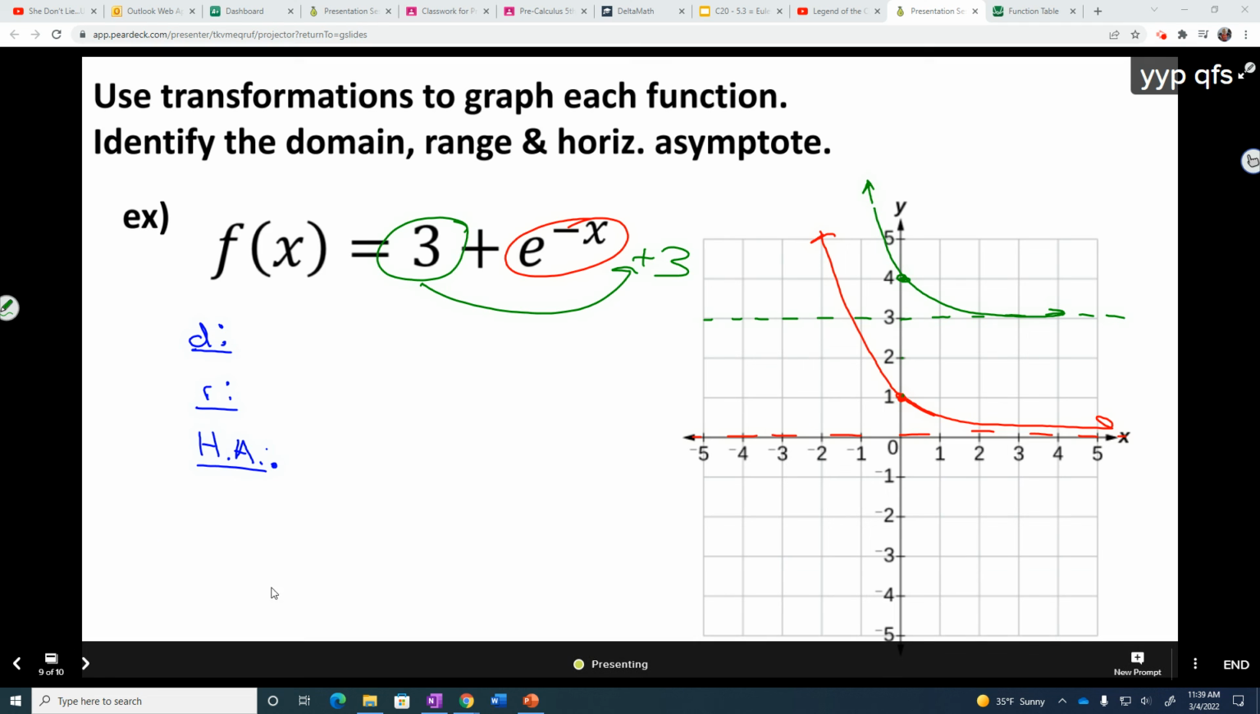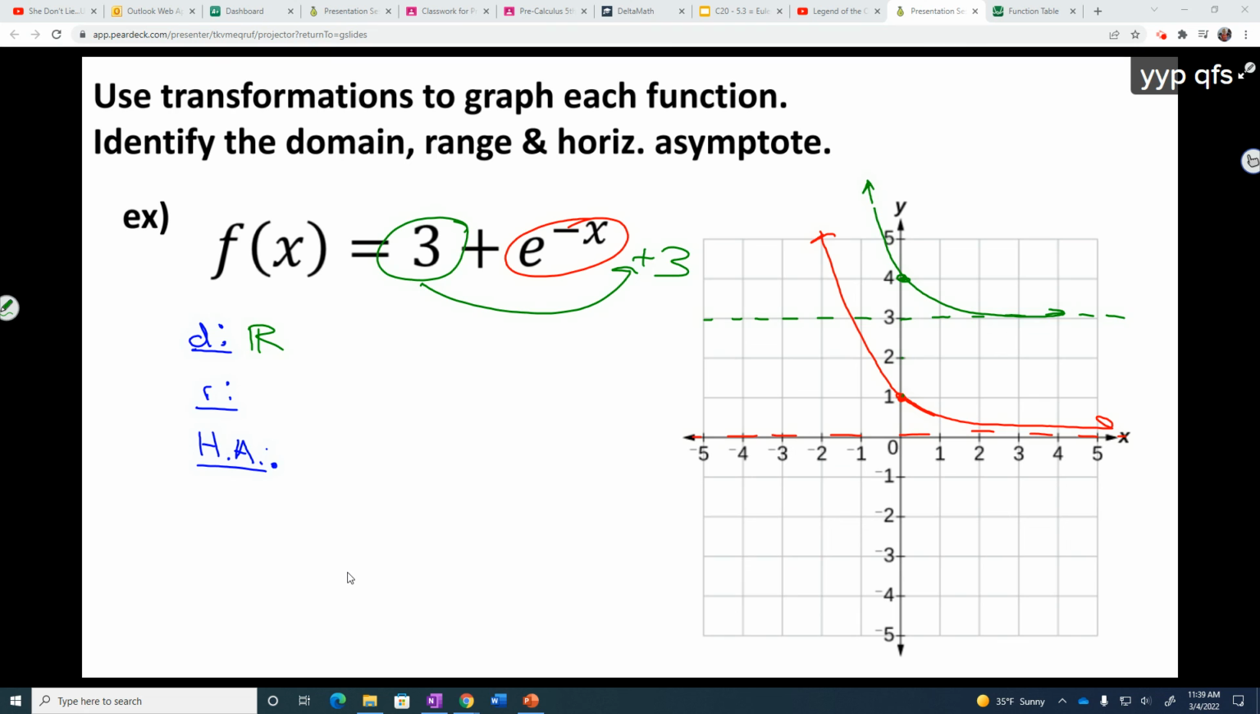And then I guess we need to do our domain and range. Domain is all reals every time. Range this time, anybody else? Let's do this one together. So 3 to infinity. So the lowest one is 3, all the way up to infinity. The horizontal asymptote then is y equals 3.